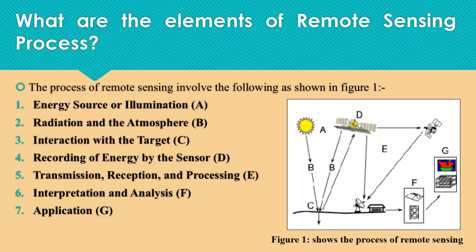What are the elements of the remote sensing process? There are 7 elements of the remote sensing process as shown in figure 1. Where A represents energy source or illumination, B represents the interaction between radiation and the atmosphere, C represents interaction of radiation with the target, D represents recording of energy by the sensor, E represents the transmission, reception and processing, F represents interpretation and analysis, and finally G represents application.